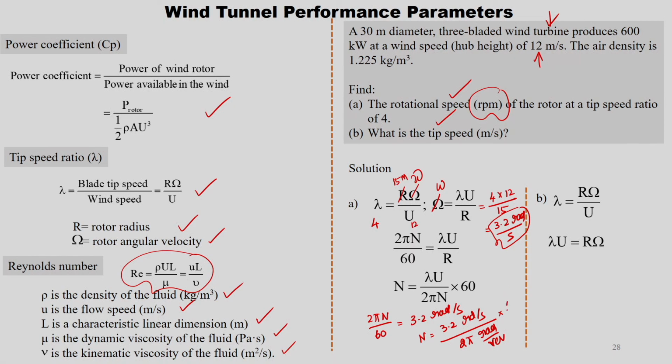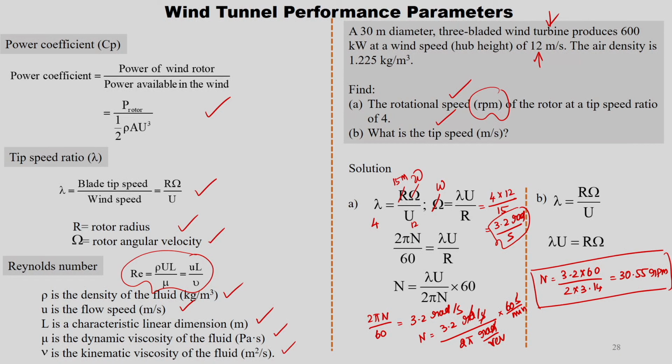So, then we say 60 seconds upon 1 minute. So, radians get cancelled, seconds get cancelled. So, revolutions per minute. So, n is nothing but 3.2 into 60 divided by 2 into 3.14. So, what you would be getting is 30.55 revolutions per minute. So, this is the first question, the rotational speed of the rotor at the tip speed ratio of 4.